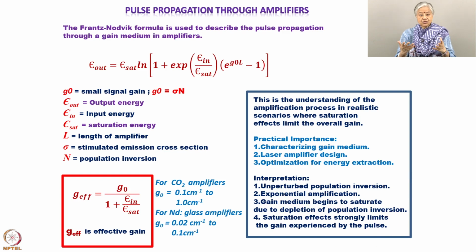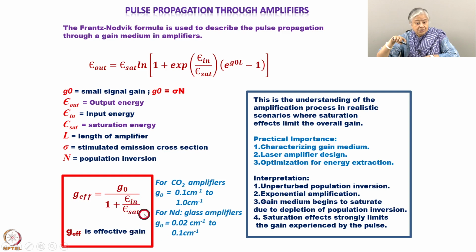So, that is obvious. The population inversion comes down and the gain also reduces automatically. Here he has given you one effective gain also, G effective. G effective is equal to G0 upon 1 plus E in upon E sat. So, this defines even the gain. G0 is your initial gain, and G effective is after a pulse has gone in and taken out a certain amount of energy.